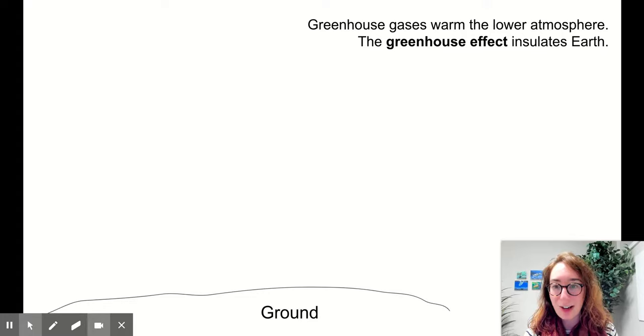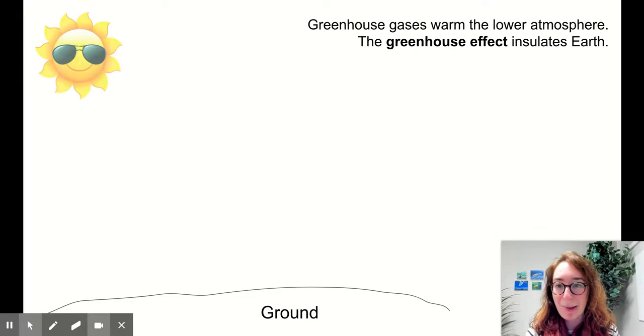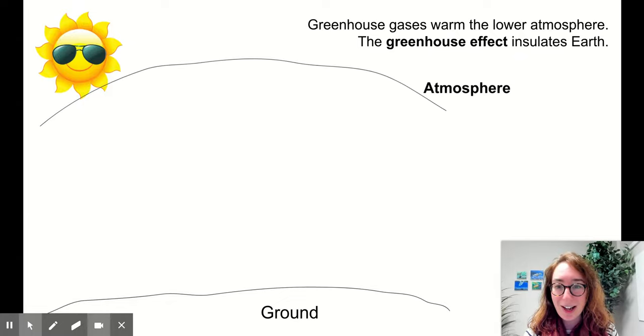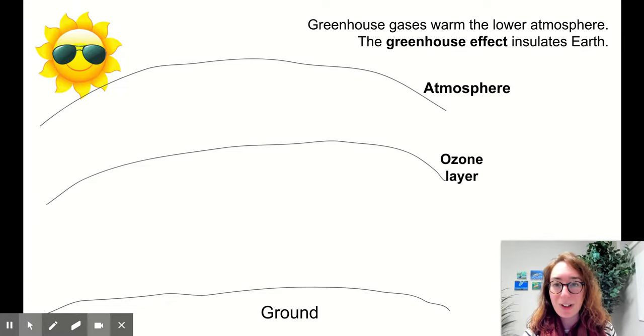Go ahead and draw a ground at the bottom of your paper, a little sun in the upper right hand corner. I'll draw a layer near the top, label that atmosphere. That's like the outer boundary of our atmosphere. And then a little further down, that's the ozone layer. That's part of the middle of our atmosphere. And we'll talk about what that does in a moment.